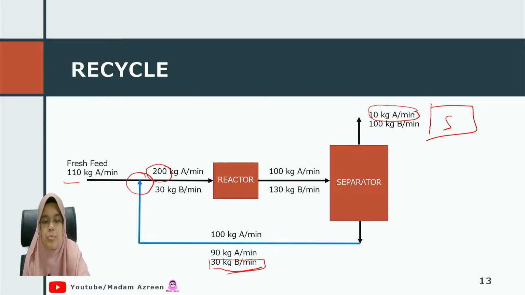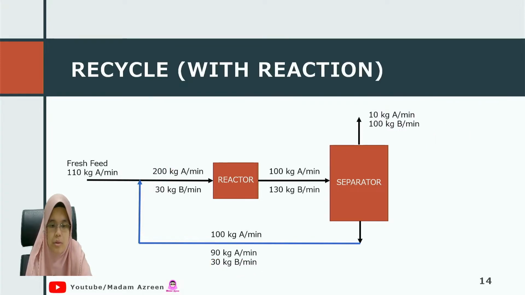It could be a multiple separator. Okay, don't worry about that. But here we're going to see how to do a material balance about it. For example, I put a recycle with a reaction. And this recycle stream could be from a non-reaction process whereby you separate, not from a reactor. If there is a reaction, it should involve an equipment named a reactor. But without a reaction, you don't need a reactor.